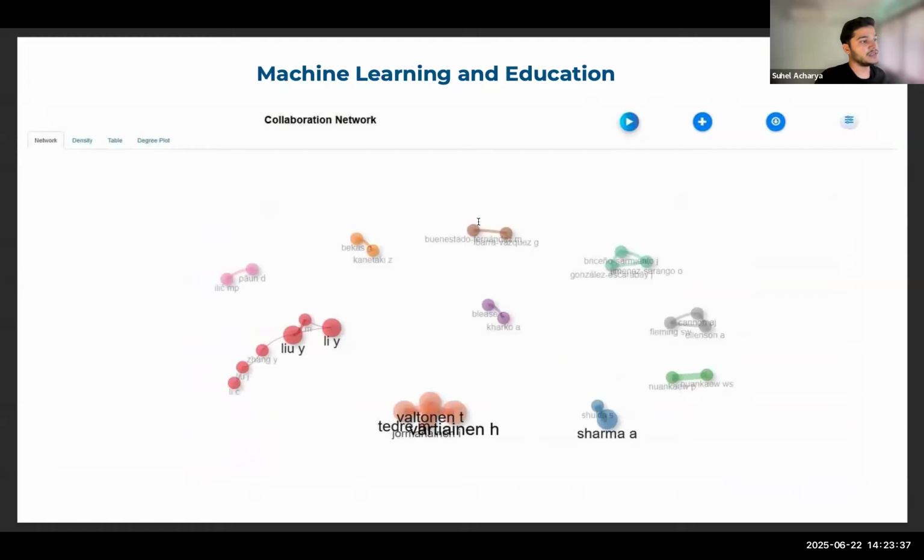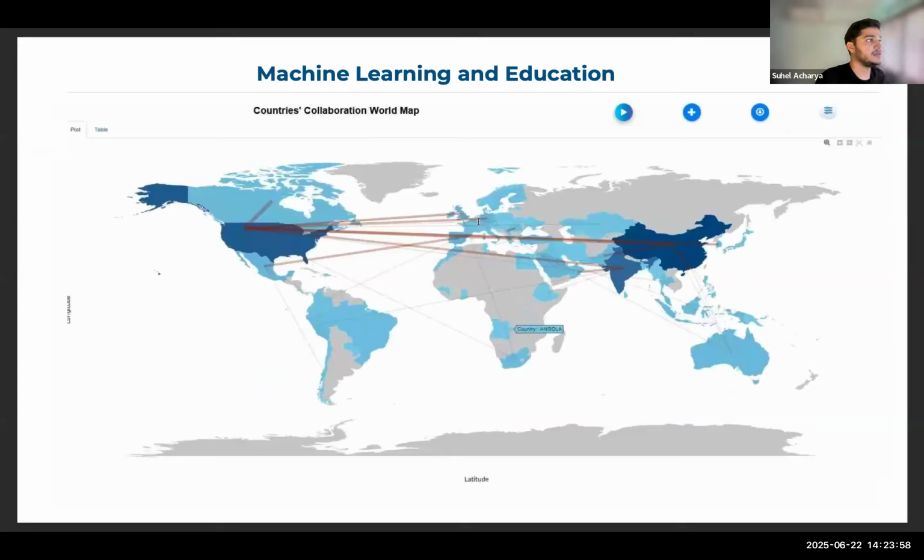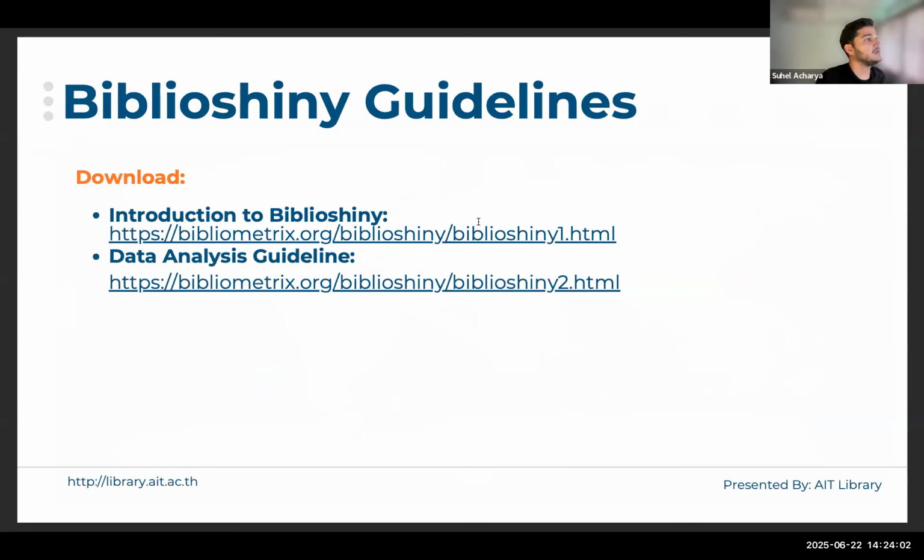Collaboration network. So this is basically the collaboration between authors, right? You can find out which authors have collaborated together, right? And which author was the main author or the first author, right? Okay, and then this is the collaboration world map. Okay, yeah, that's about it.